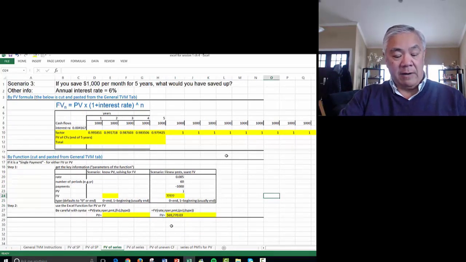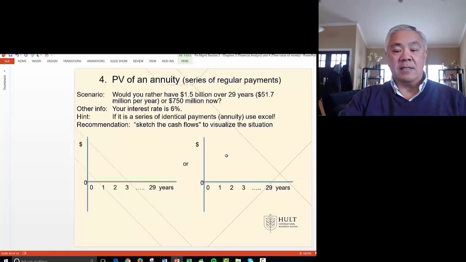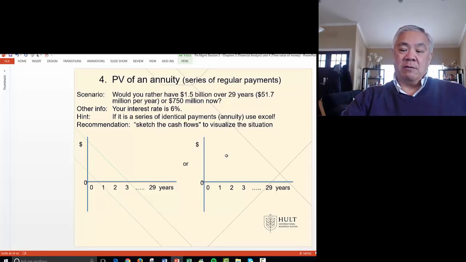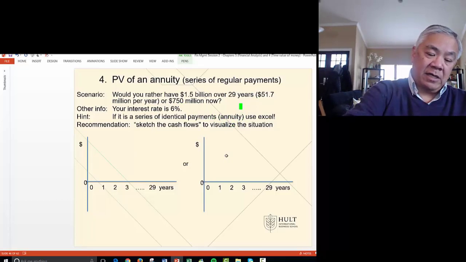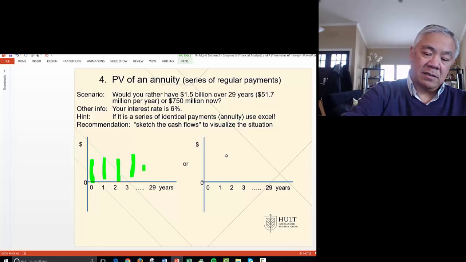Okay. All right, so next scenario is PV and an annuity. So would you rather have $1.5 billion over 29 years, which is the equivalent of 51.7 million, or I guess it's a different number, or $750 million today? So we actually have a choice. So that's why there are 2 sketches here, 2 graphs. Would you rather have 51 million a year for 29 years? So the first scenario is you get all these payments.